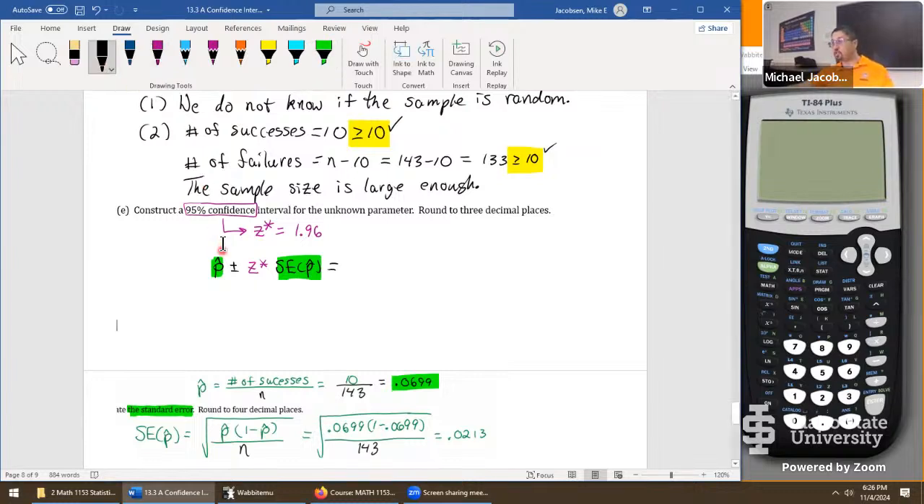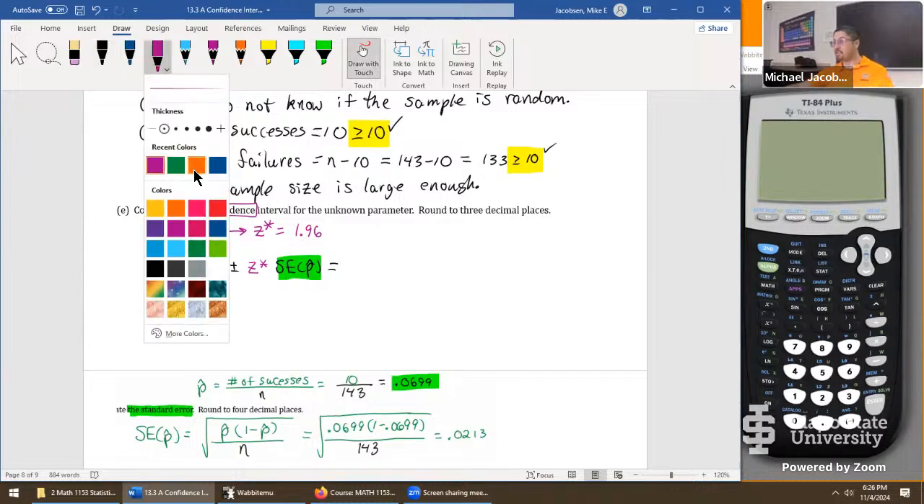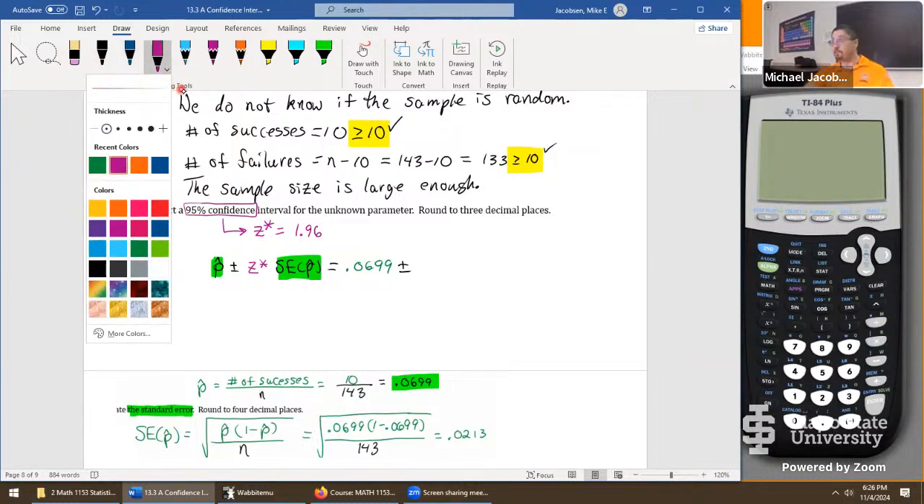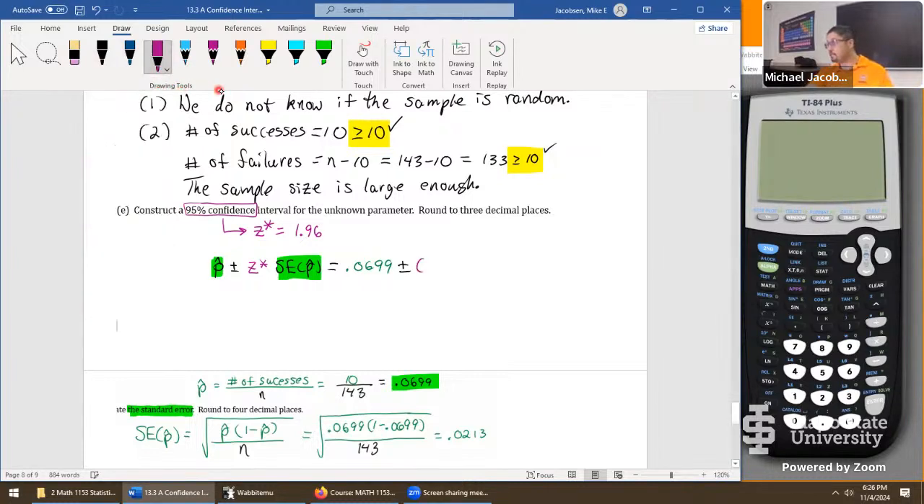At this stage, we're just plugging in information. From P hat, that one came out as the 0.0699 down below on the next page. And subtract the Z star that we have at the very top of this part, 1.96. Now, final part for standard error, that's just turning into 0.0213.